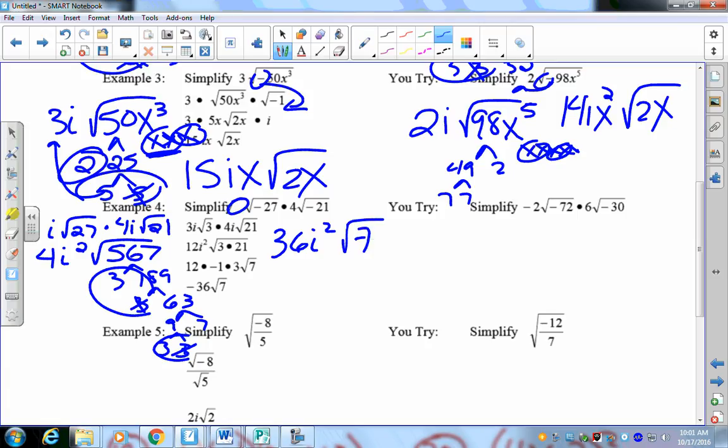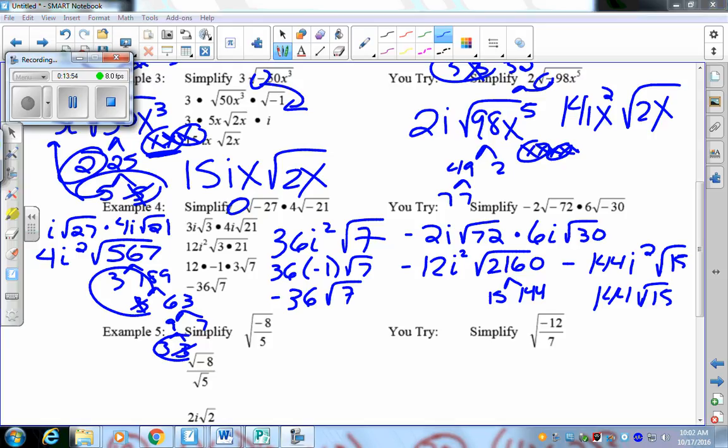Now remember, one of the rules is you cannot have an i with an exponent greater than 1. So think back to those 4 things. i squared was the same thing as -1. So this is 36 times -1. So this would be the correct answer. You're not done if you have an i that has an exponent bigger than 1. All right, pause the video, try the next one on your own.